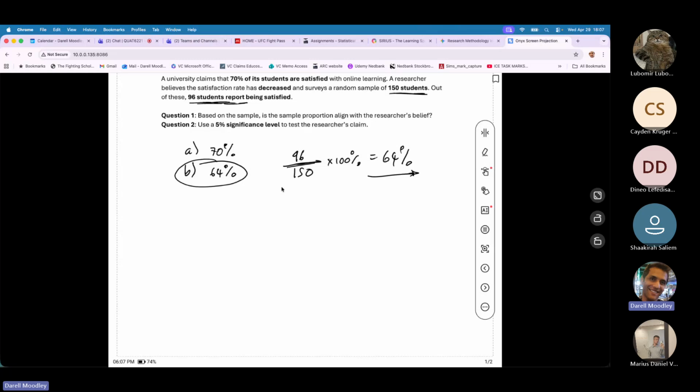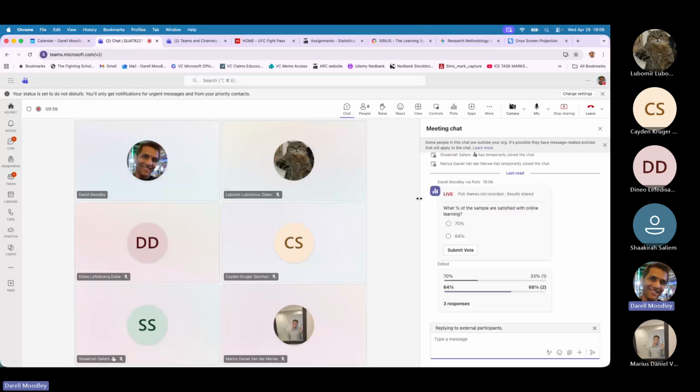All right, so the question from question 1 is this: based on the sample, you found 64% actually are satisfied, but the university claims 70%. So if you just drew your conclusion from the 150, you would be inclined to believe that the university is wrong, because you can see that this aligns with what the researcher believes. The researcher thinks it's less than 70%, and if you drew that sample of 150, it confirms that the percent is lower than 70%. Just based on that sample, you'd be inclined to believe the researcher. Okay, I hope that makes sense to everyone.